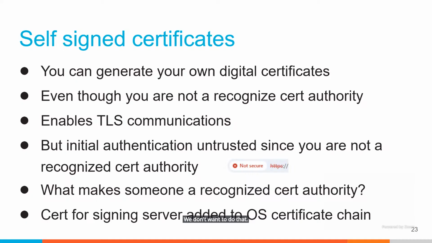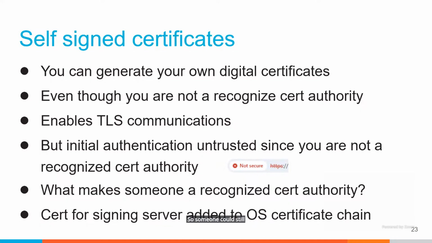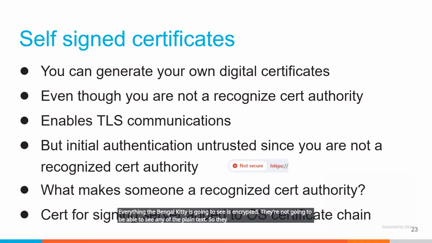What that means is if we're using a self-signed cert, that initial authentication isn't there because there's no way to validate the digital certificate, but it will switch over and create a secure data stream in order to protect the data after that. So someone could still do a digital certificate swap or something like that. But if all I'm worried about is my Bengal kitty sniffing traffic on the local network, everything the Bengal kitty is going to see is encrypted. They're not going to be able to see any of the plain text. So they won't see that I'm thinking of trading them in for a dog, or whatever communications I'm holding through that session at the time. So you can self-sign this stuff.